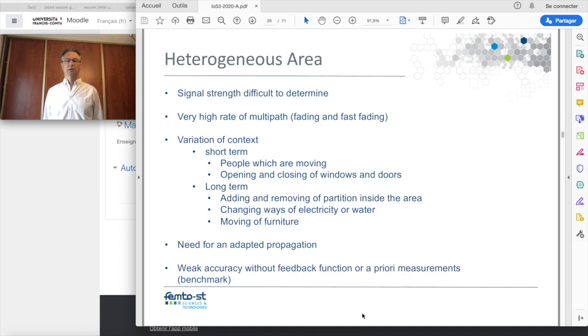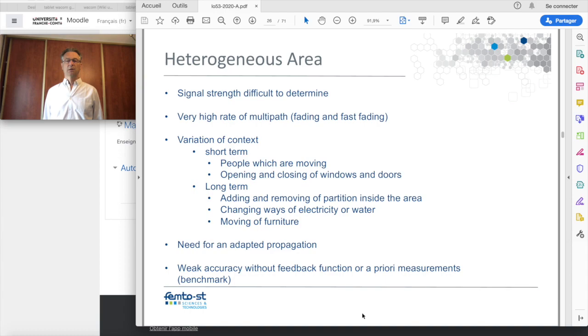Then you also have variation of the context in the short term, because people are moving inside the building, and doors or windows are opened and closed. And also from a long-term point of view, you can add and remove partitions inside the building. You have changing wiring of electricity or water. You have some furniture which is moving, and you need some adaptation to a good propagation model.